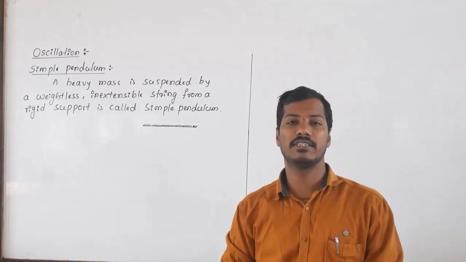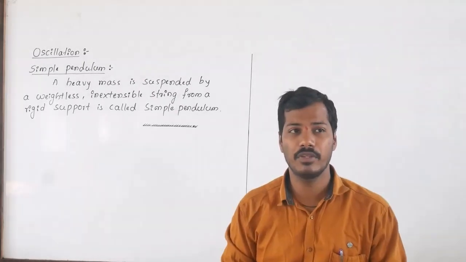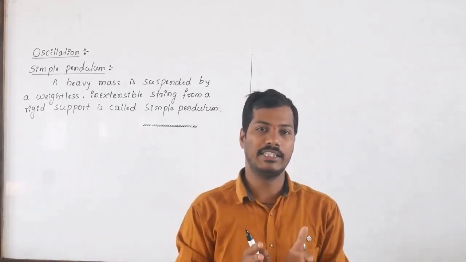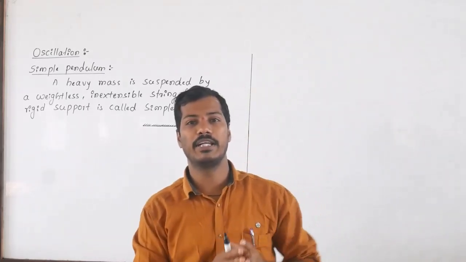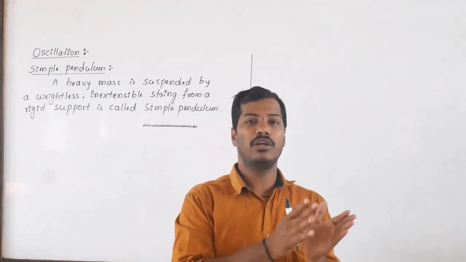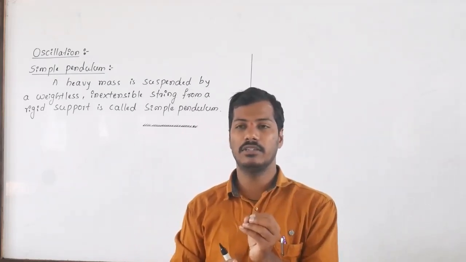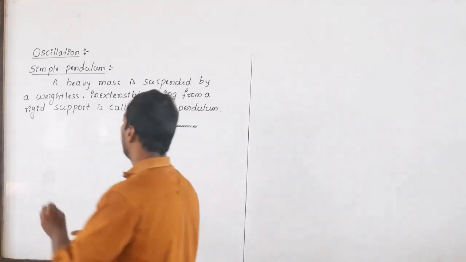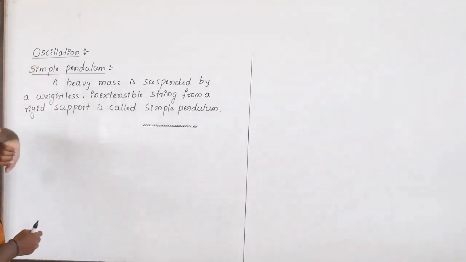In the last class we discussed the spring pendulum, and what extension and elongation are. Extension is nothing but elongation and compression of a spring, which is the oscillatory motion of the spring. Here also, the simple pendulum.